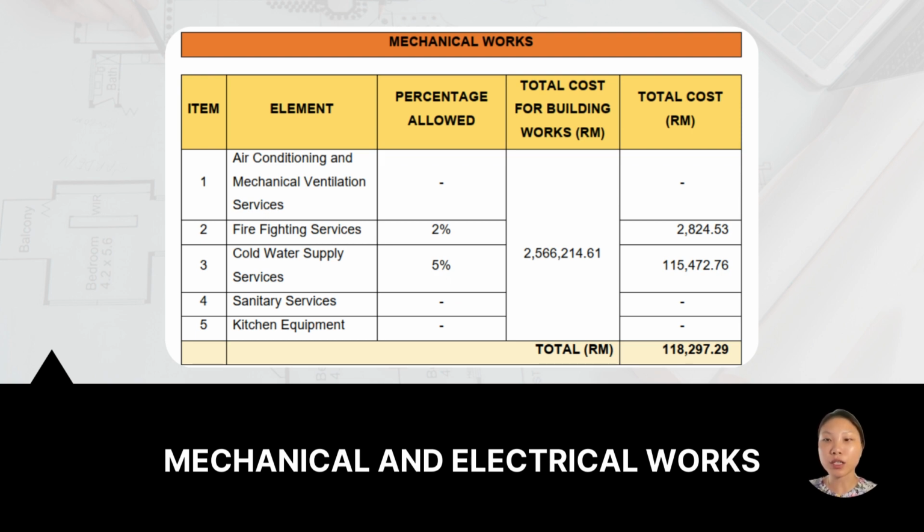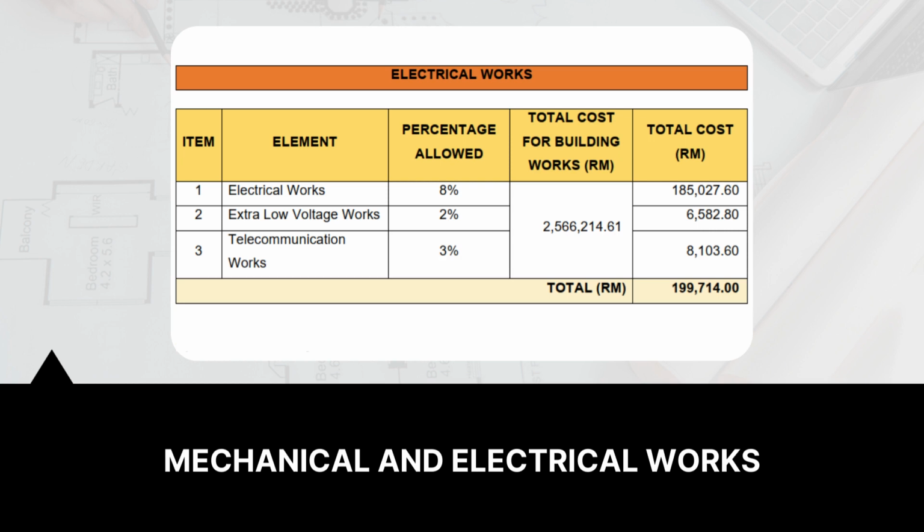Meanwhile, for the electrical services is 13%, which includes extra low voltage works, which is 2%, telecommunications works 3%, and the electrical works itself is 8%, with the total of RM199,714.